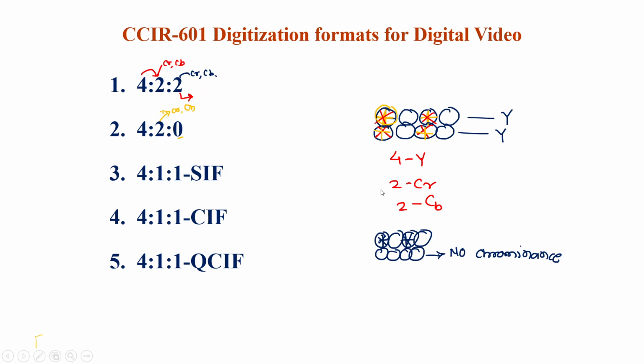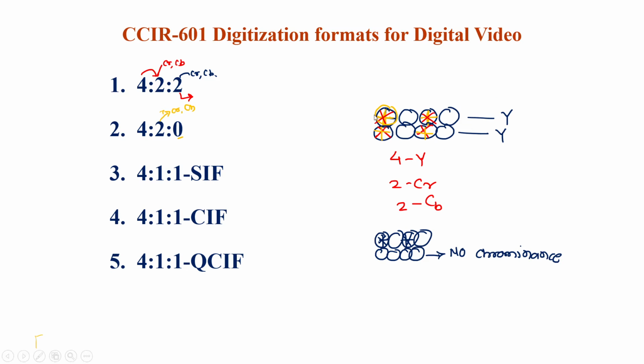So these are the digitization formats. If you see the human eye characteristics, my eyes are more sensitive to the luminance rather than the chrominance. So why waste more samples on the chrominance if my eyes are not going to perceive it with that sensitivity?